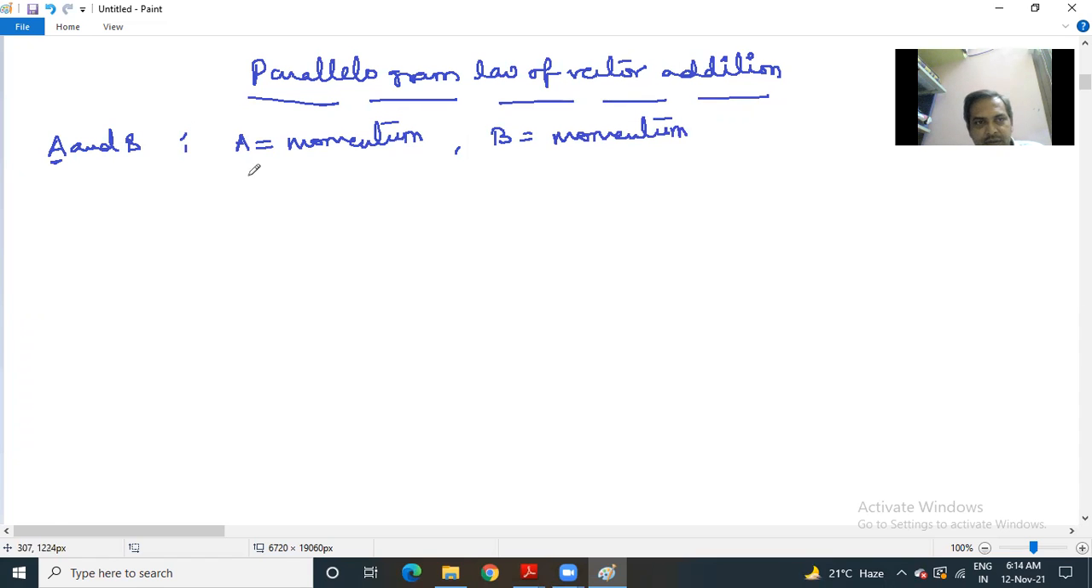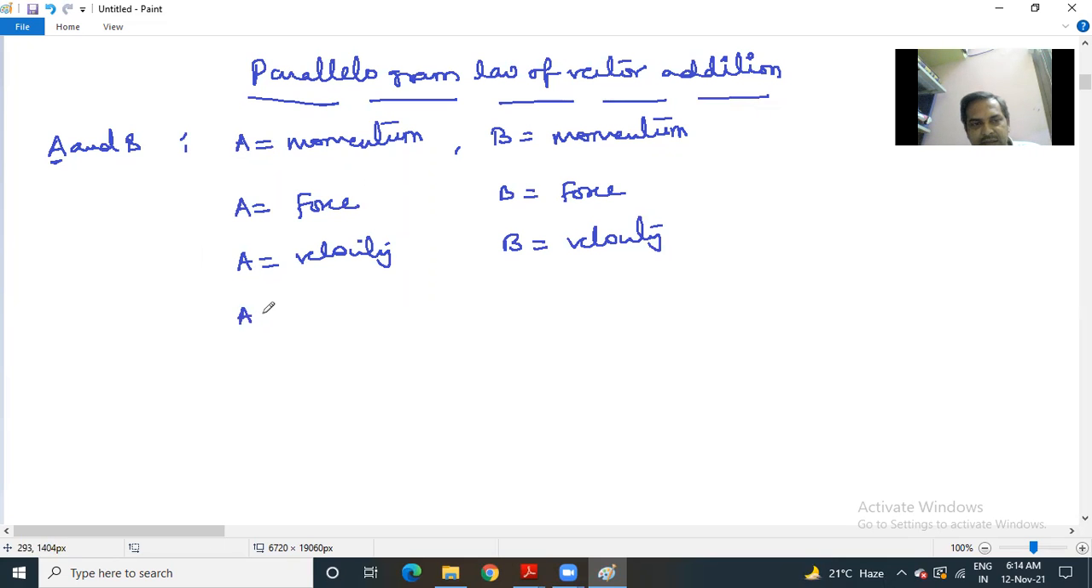Same vectors. Suppose you fix that A is force, then B will also be force, so force is a vector quantity. If you fix that A is velocity, B is also velocity. So a vector is basically a physical quantity with direction. If you fix that A is acceleration, B should be acceleration.